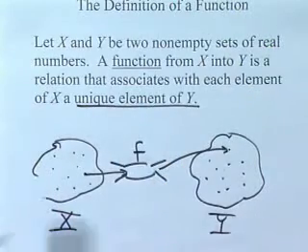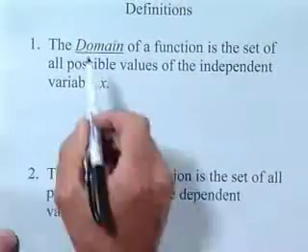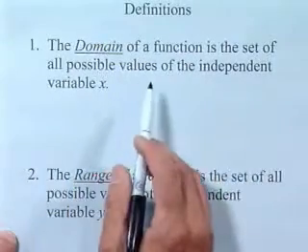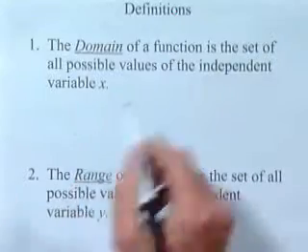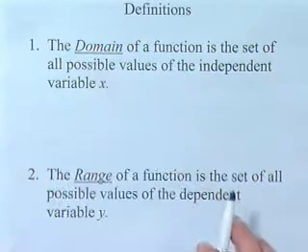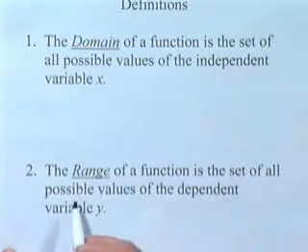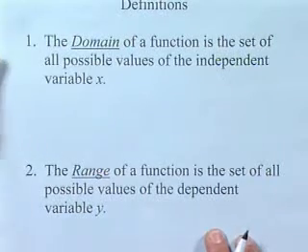A couple other parts that we need to remember is domain and range. What's the domain? Well, the domain of a function is the set of all possible values of the independent variable x. The numbers that go into the function are called the independent variables, okay? And those will be coming from the domain. The range of a function is the set of all possible values of the dependent variable. Usually we call them y's.